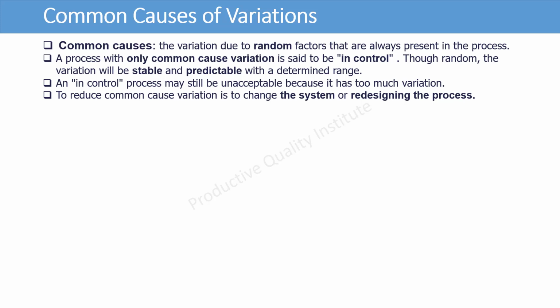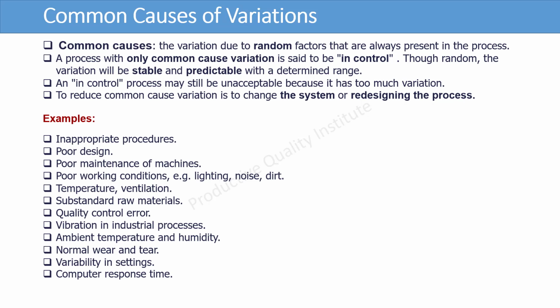Common cause is a variation due to random factors that are always present in the process. A process with only common cause variation is said to be in control. Though random, the variation will be stable and predictable within a determined range. An in-control process may still be unacceptable because it has too much variation. To reduce common cause variation, change the system or redesign the process.